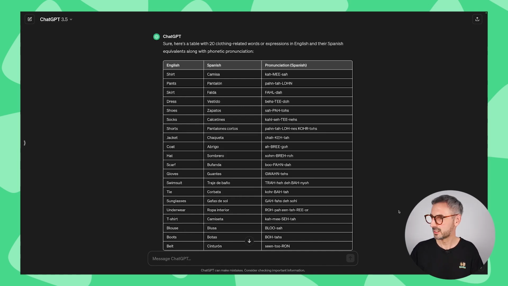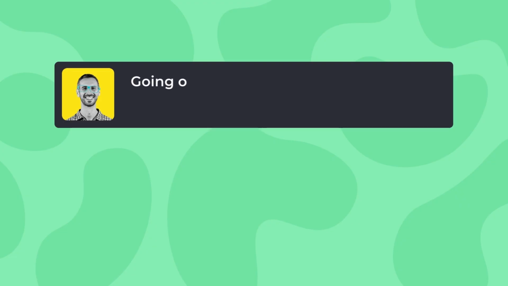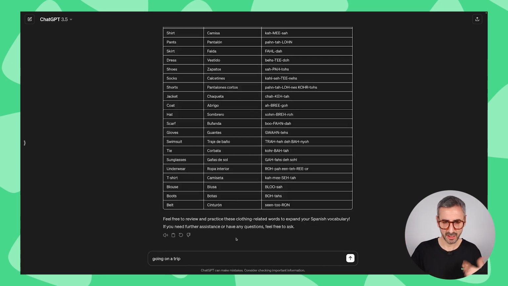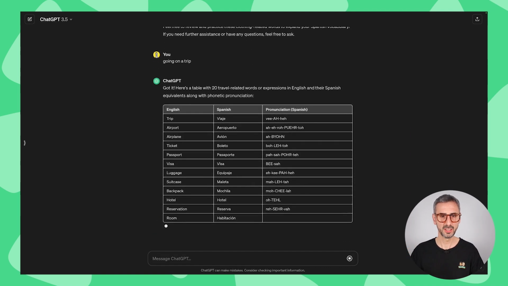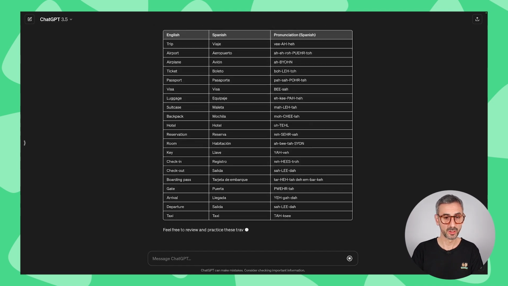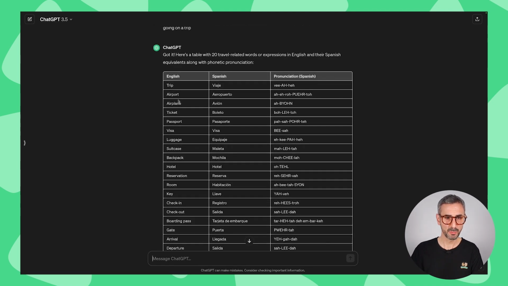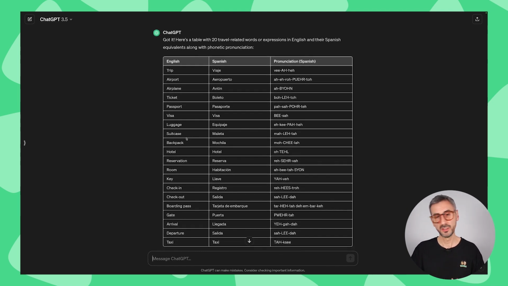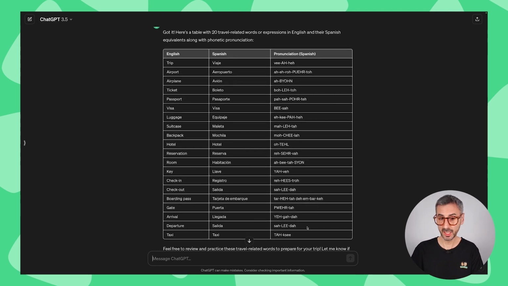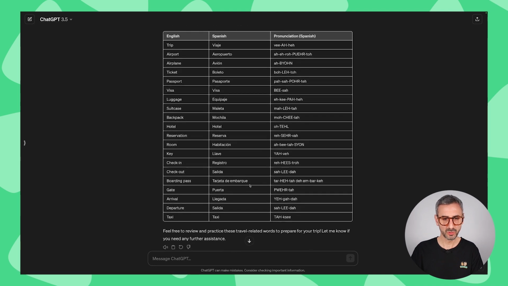So let's try another category here. Let's try going on a trip. And you see, I don't repeat the prompt or anything. I'm just giving it the name of another category and just hit return. So got it, going on a trip. Here are 20 travel-related words or expressions. So great. I've got trip, airport, airplane, tickets, passport, visa, luggage. So these are really cool. These are your, I would say, typical, most important words when you're learning a language. And again, you have the phonetics here. So perfect, this works great.